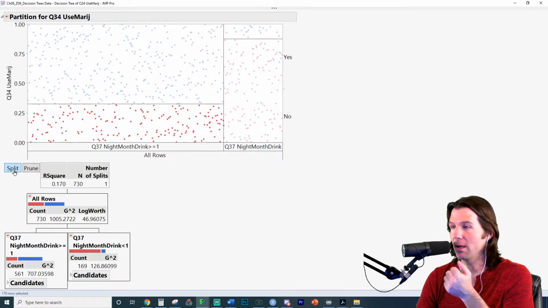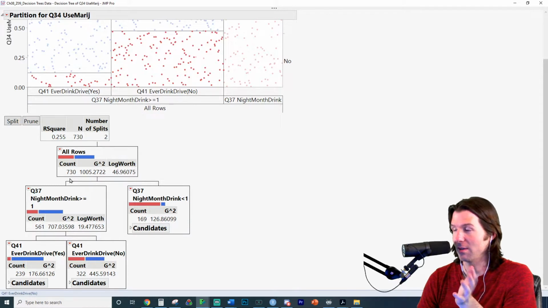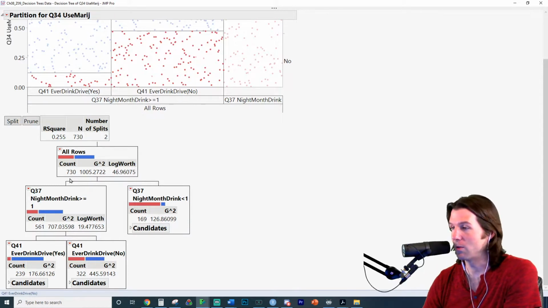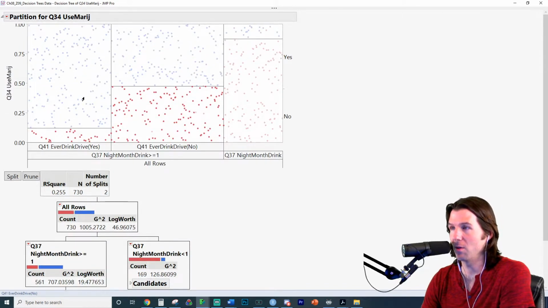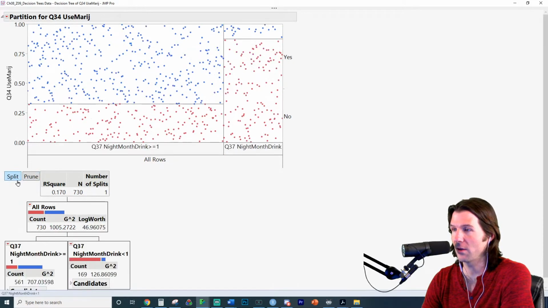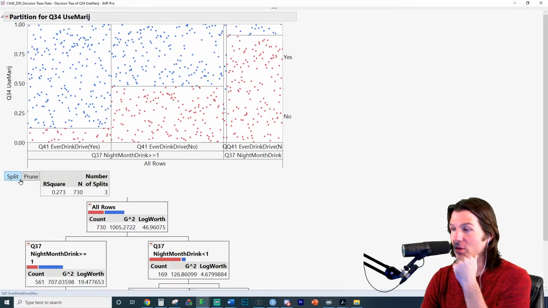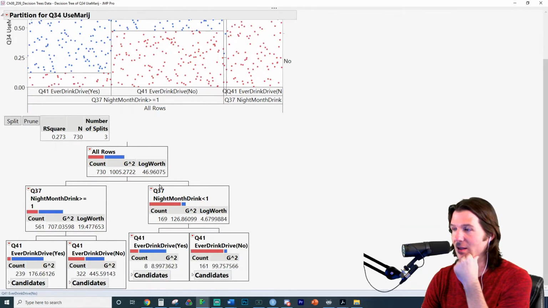The next variable right here is going to be ever driven drunk. Not a good choice. Don't drive drunk. And so these are the people here who drink at least 1 drink a month and have driven drunk. And that first split is what explains the variance. The first split usually does the most variation explained. If you notice how the R squared jumps to 17, then goes to 25, and then goes to 27, it kind of gets less and less.